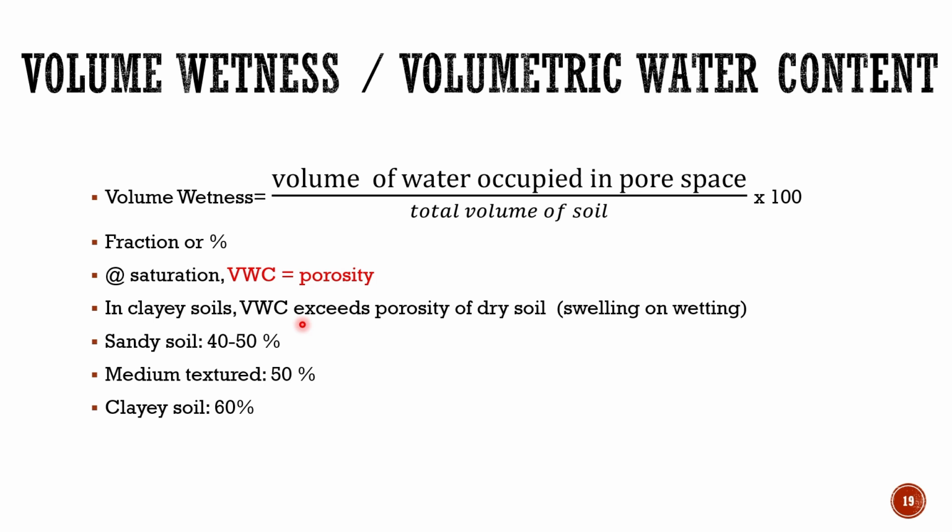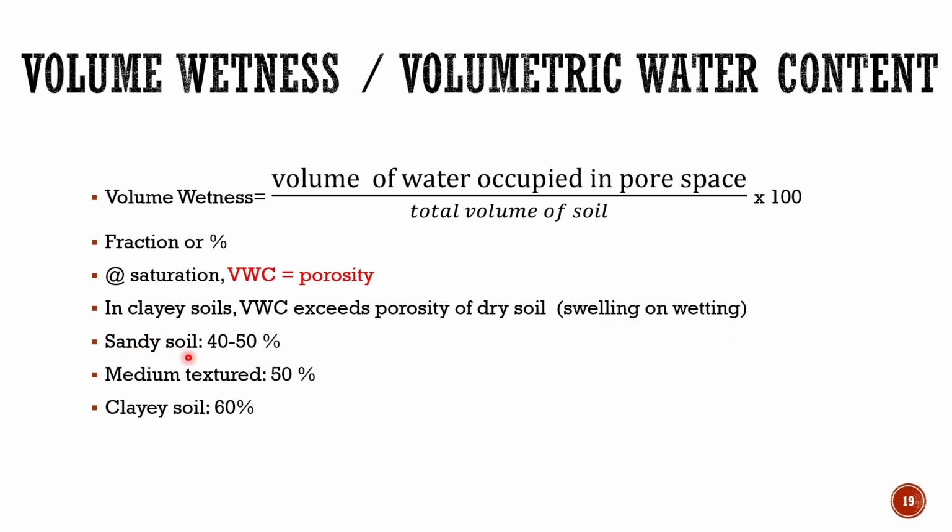In clay soil, volumetric water content can exceed the porosity of dry soil because of swelling on wetting. So in clay soil, what is the peculiarity? It swells, its volume increases. Because of the swelling capacity, water will fill the pores and also get retained in the soil. So more than the porosity it will fill, exceeding the pores. That's why volumetric water content exceeds the porosity of dry soil when it swells on wetting.